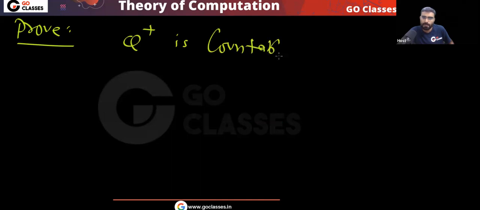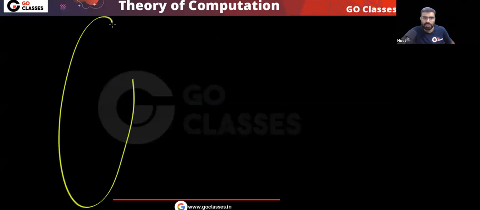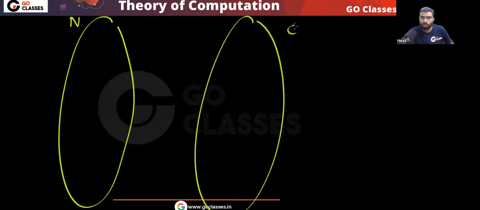Just take your copy and pen. Prove Q plus is countable using definition 3. That will come naturally. I will not tell you the answer. You will tell me the answer using definition 3. Okay, this is your set of natural numbers and this is your Q plus.